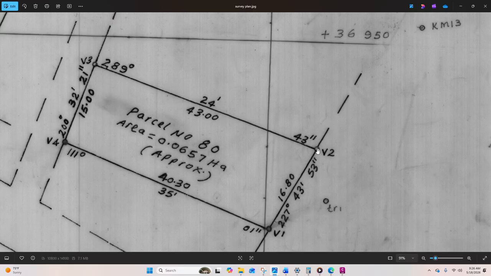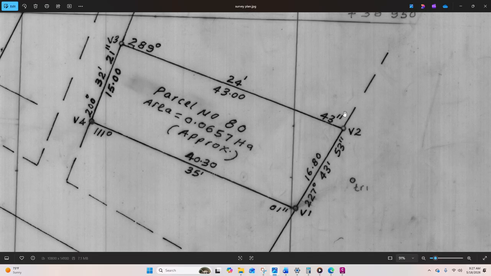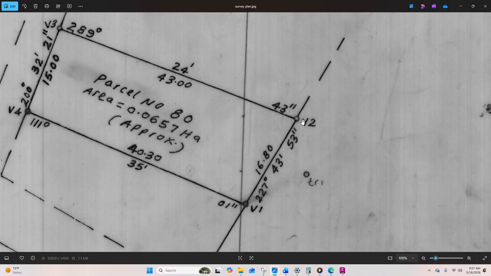We will start with V2 and do 289 at the distance of 43. Then from V3, we do 15 meters at the bearing of 200. We will be able to achieve this one. And from this point, V2, we shall plot 16.8 meters by bearing of 227. We'll be able to achieve this one. And finally, from this point you will be able to achieve 111.